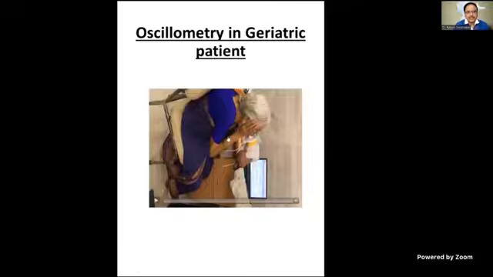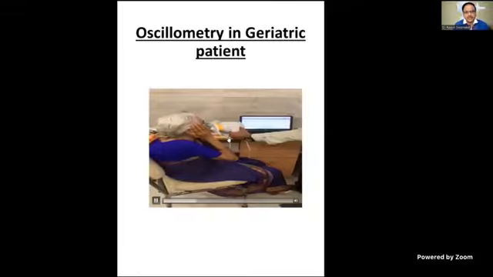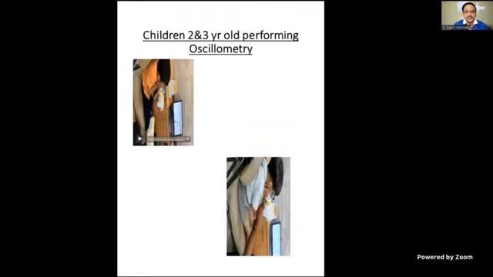So these are the cases that would tell you. This is a 90-year-old Amma who had refused to do the PFT. Every time she used to come, she used to say, no, please don't subject me to this. She had asthma. And now I'm monitoring her through oscillometry only, and she's happy to do it. Same is the case with these patients.